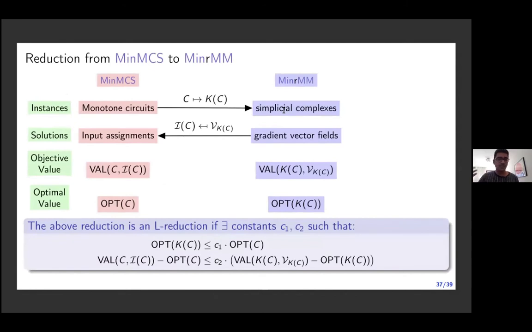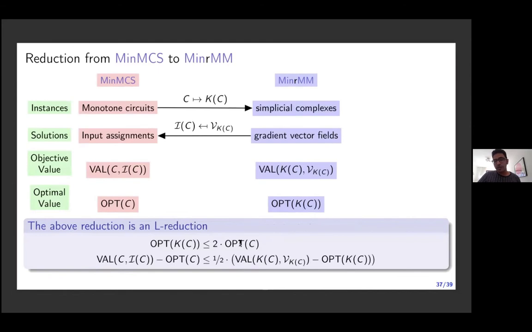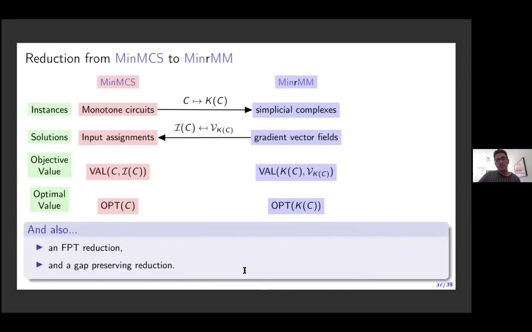such that this reduction is what is called an L reduction, meaning that the optimal values are related by a linear inequality, and the difference between the objective value and the optimal value on the two sides, when you go from here to here, is also related by a linear inequality. And in our case, these constants for the linear inequality are 2 and a half, and since 2 multiplied by half is 1, this is what is called a strict reduction. But there's more. In our case, this is actually an equality. And what's even more, if you consider the parameterized version of the problem, this is an FPT reduction.